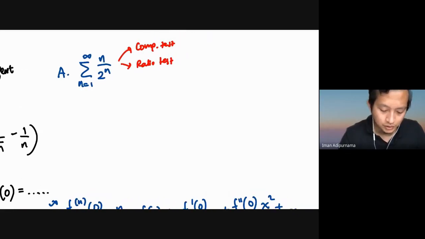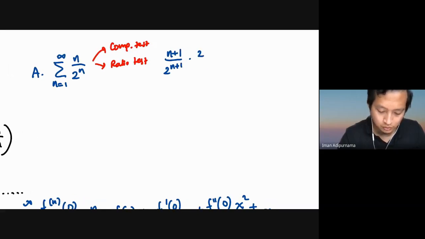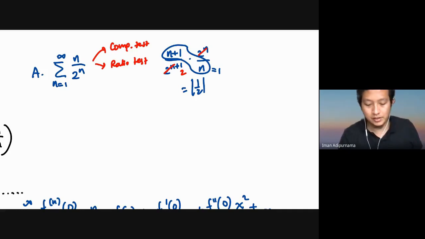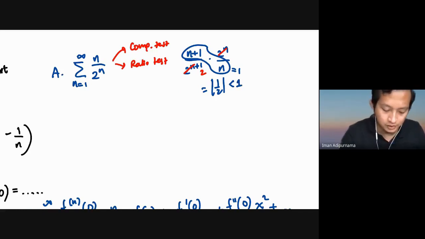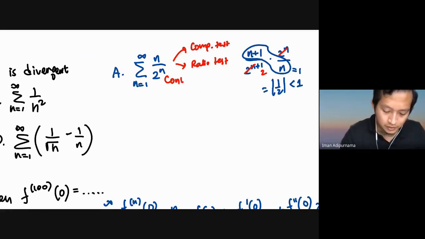So if you go to ratio test, it will be n plus 1 and multiply with 2 and n. Okay, you get half, and this part is becoming 1, right? So you have the answer is just half. It's less than 1, so it's converged. Of course, it's converged. So number A is converged.